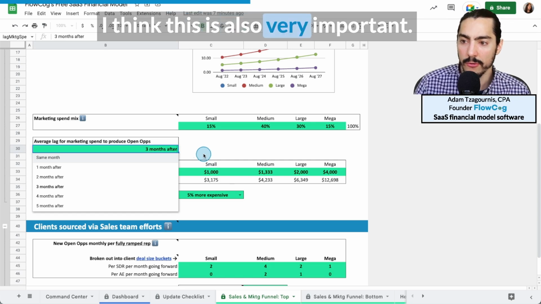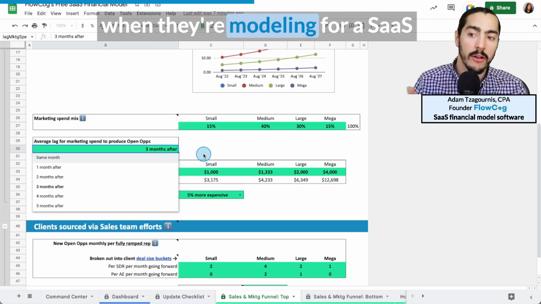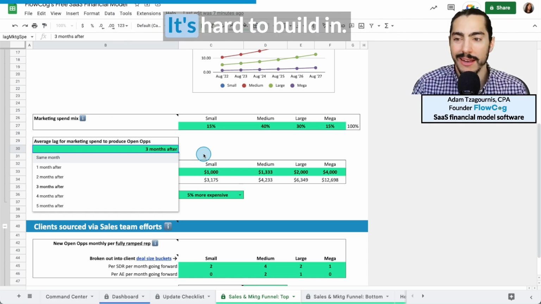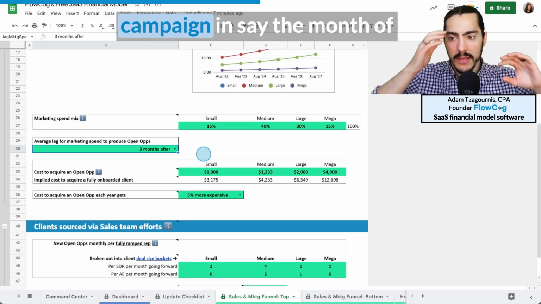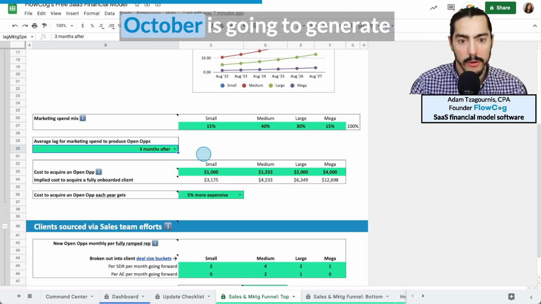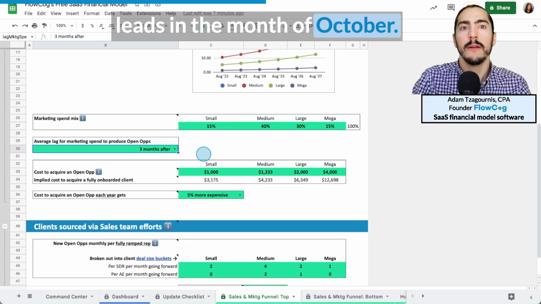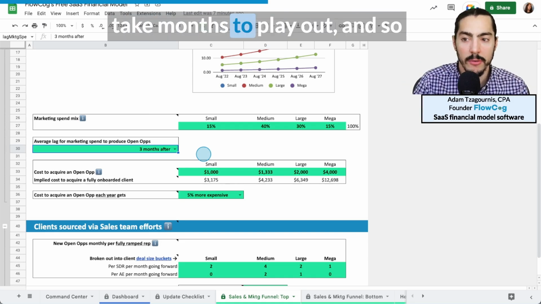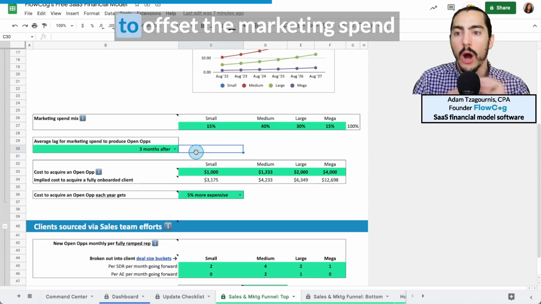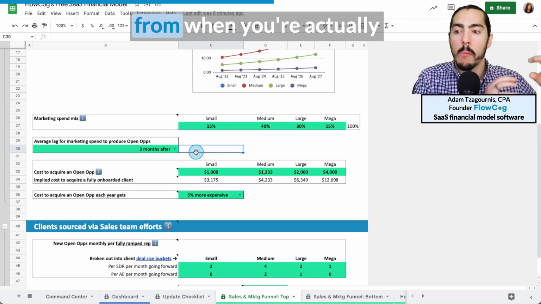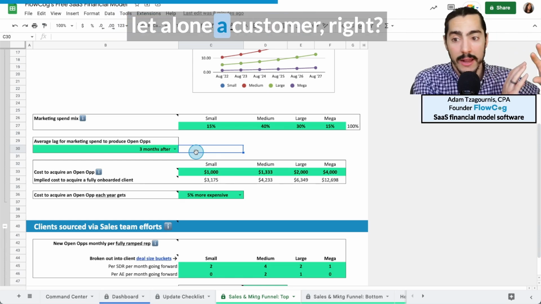I think this is also very important. This is something that a lot of folks, when they're modeling for a SaaS company, don't get right. It's hard to build in. Not all money spent on a marketing campaign in, say, the month of October is going to generate leads in the month of October. Sometimes those campaigns take months to play out. And so you want to give an average lag to offset the marketing spend from when you're actually acquiring that open opportunity, let alone a customer, right?